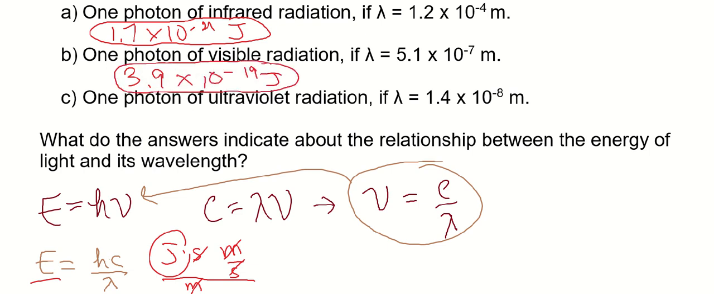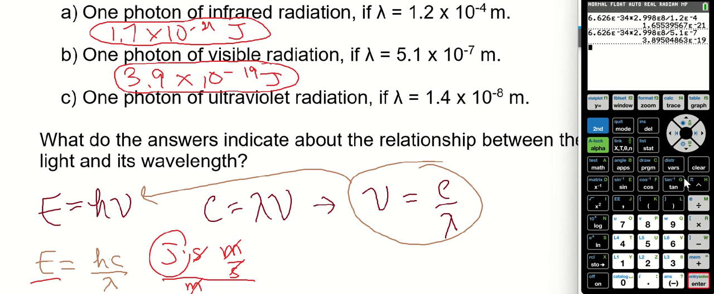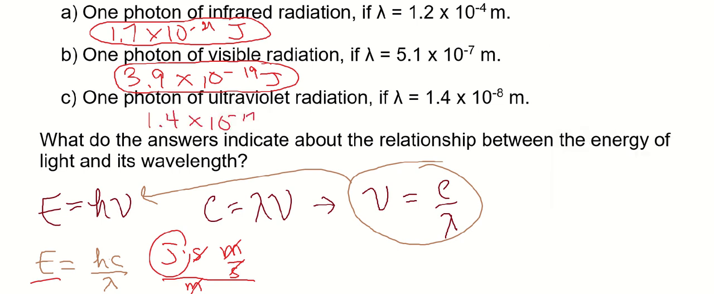All right, part C, copy that again, and I'm just going to replace the wavelength with 1.4 times 10 to the negative 8. As you can see, as the wavelength gets smaller and smaller, the energy gets larger and larger. That's going to answer our last part of the question in a minute, but it's 1.4 times 10 to the negative 17 joules.